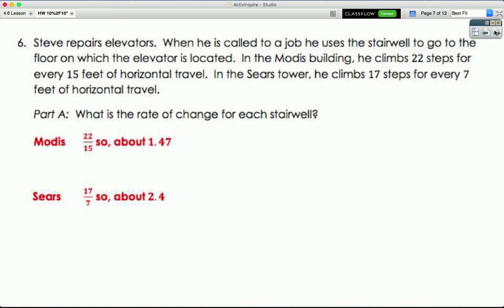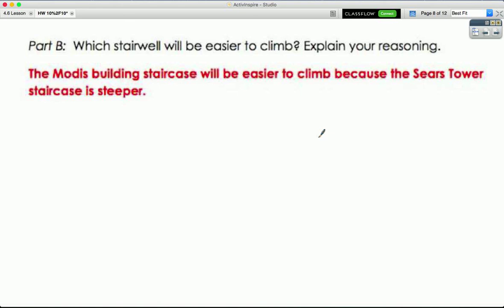Well, in the Modus Tower, they told us we went up 22 over 15. So if we calculate that, it's approximately 1.47. In the Sears Tower, we went up 17 over 7. So if we calculate that, that is approximately 2.4. So for part B, which stairwell will be easier to climb?